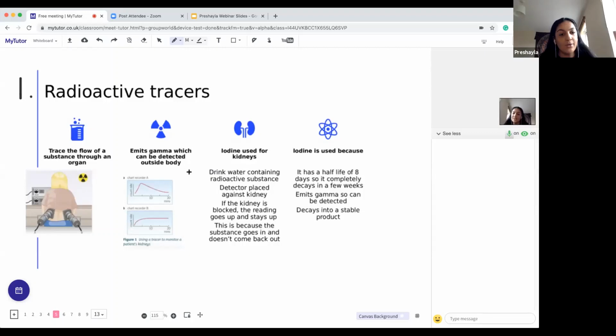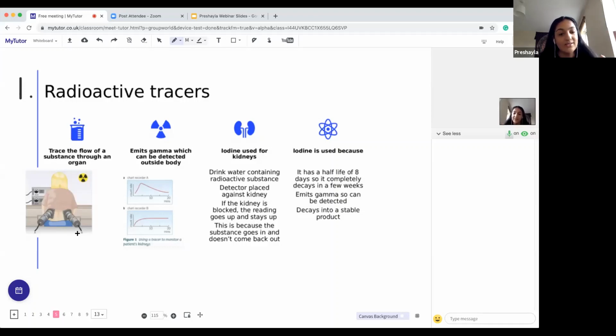So one example of radioactive traces is iodine being used for kidneys. So what happens is the patient swallows or drinks some water which contains this radioactive substance. The detector is then placed against the kidney, as we see here. Now, if the kidney is working normally, the substance flows into the kidney and flows back out. And the reading goes up and back down.